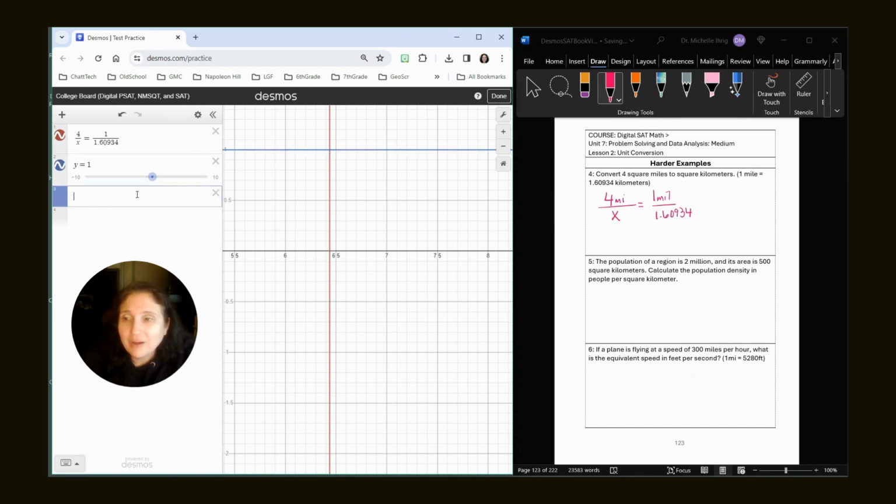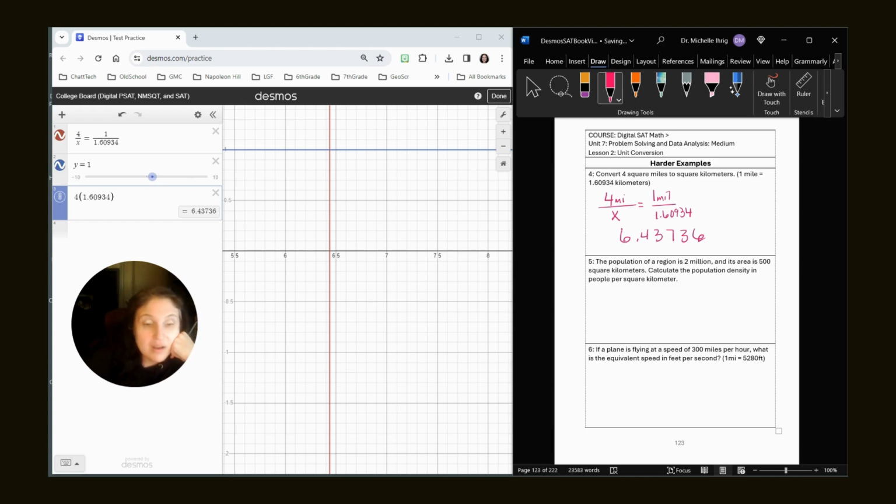What we also could have done is just 4 times 1.60934. And that is our real number here. So how many kilometers is it? It's 6.343736. Wow. I don't know if we had to really get that precise, but there you go. If this was on the test, it would say something like round to the nearest tenth.